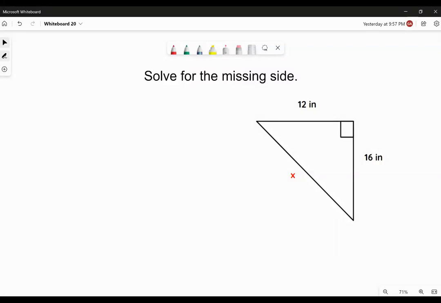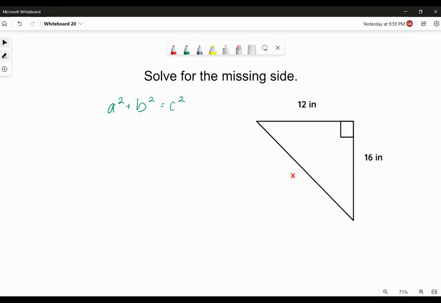In this problem, we are going to go ahead and solve for the missing side of a right triangle. And because we know it's a right triangle, we know that we can go ahead and use the Pythagorean theorem to solve it. So if I write down the Pythagorean theorem, we've got a squared plus b squared equals c squared. The most important part in getting started is just identifying your hypotenuse and your legs.